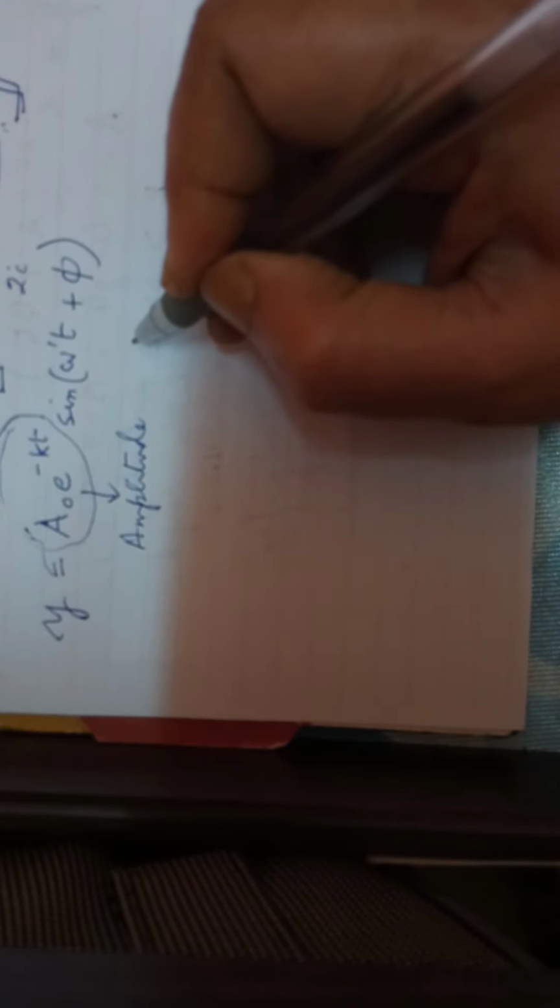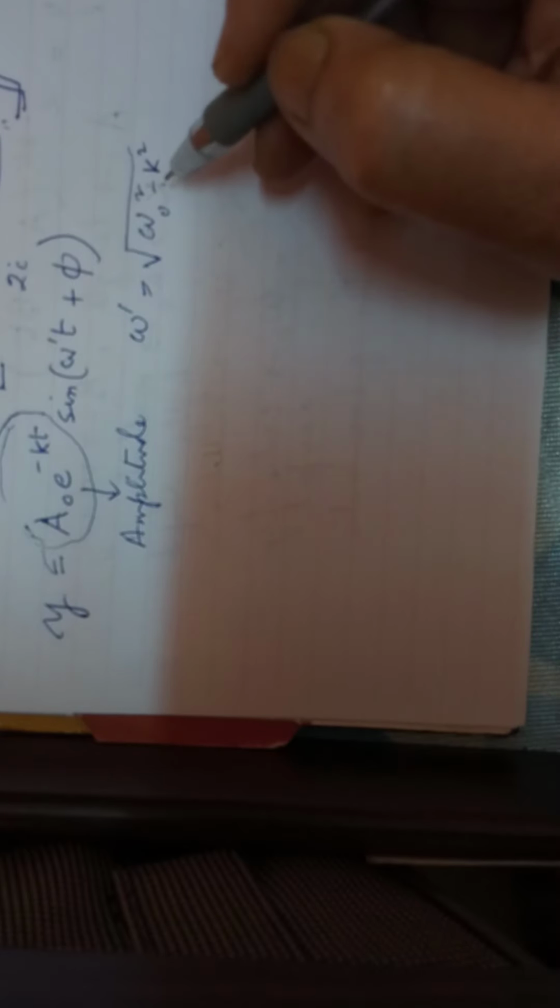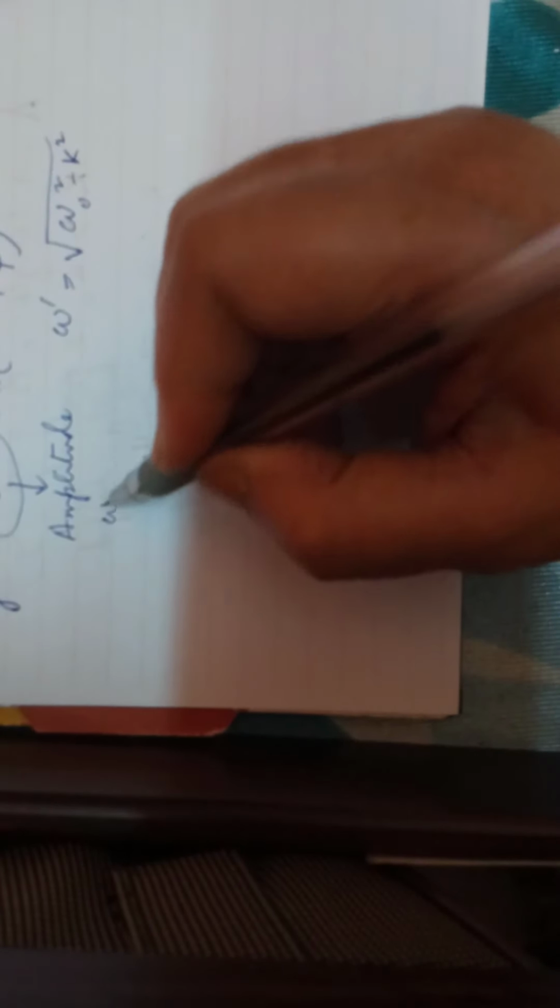You see the amplitude is decreasing with time. Now, what is the frequency for this motion? You will see the frequency omega prime that we have here is equal to square root of omega 0 square minus k square. So this is less than the natural frequency of the harmonic oscillator. What was omega 0 equal to? If you remember from free vibration, it is equal to square root of S by m, isn't it?